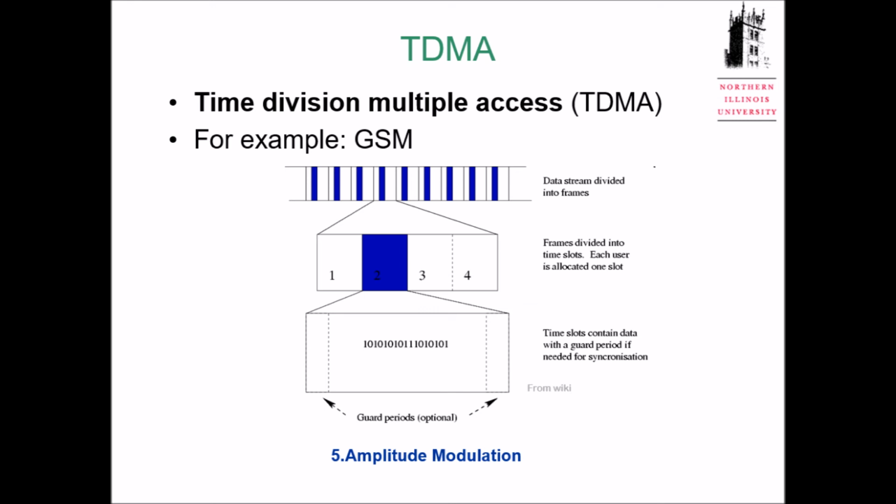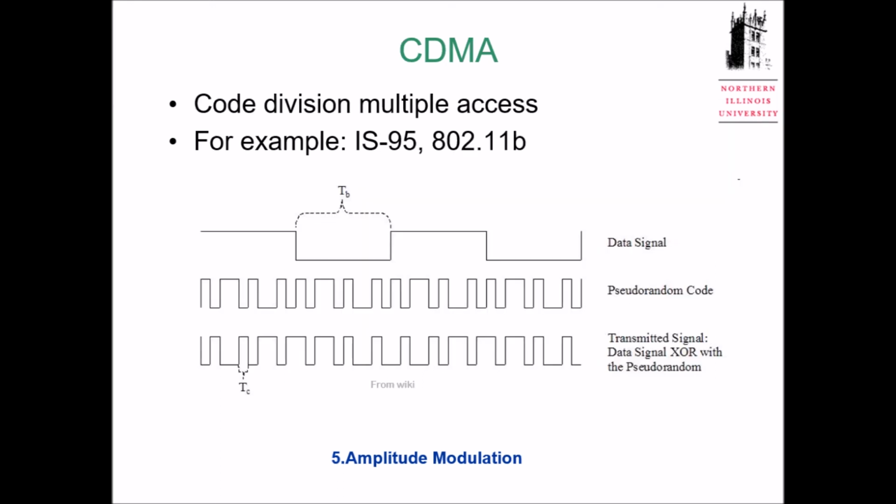Okay. So CDMA actually is used for the third generation. CDMA is called code division multiple access. For example, 802.11b Wi-Fi and IS-95 use CDMA. So for CDMA, we share the same frequency. We use the same time slot. How can we determine which information belongs to which user? So we use different codes. Here is an example.